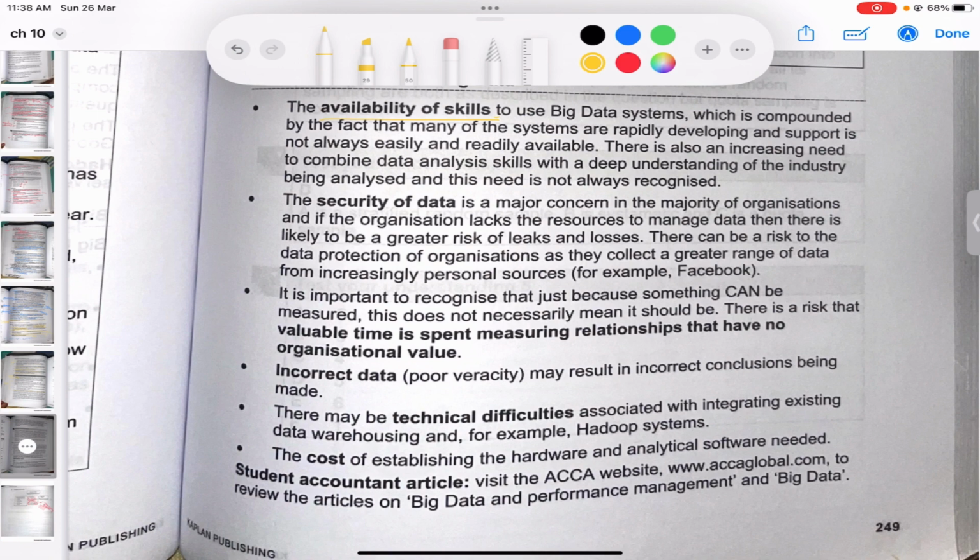Important to recognize, there is a risk that valuable time is spent measuring relationships that have no organizational value. So a lot of time is wasted to get certain information which might not actually have an impact on our business. Incorrect data. Sometimes veracity is a problem, right? Then we can have some technical difficulties. Not everyone is a technical person. The cost. Whenever you have a big data analytics system, obviously it is going to be expensive and costly in nature.